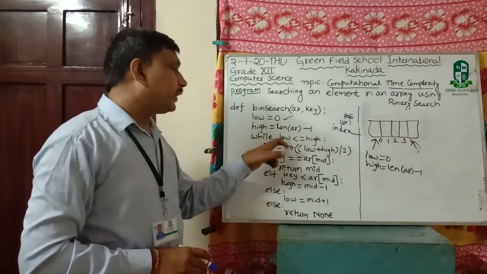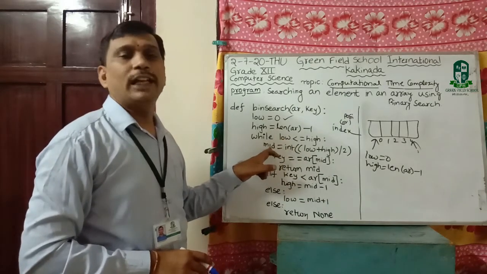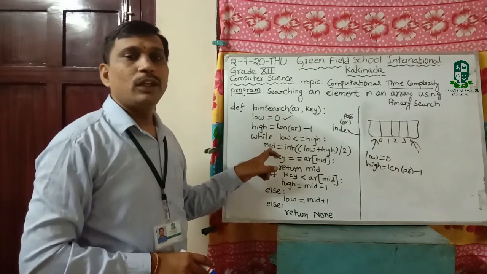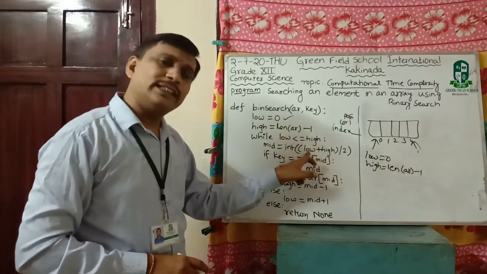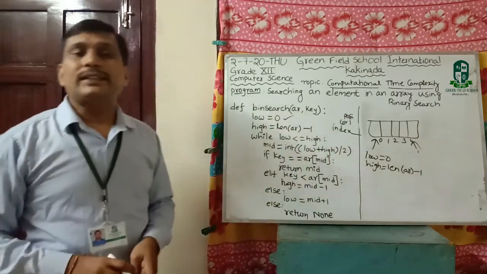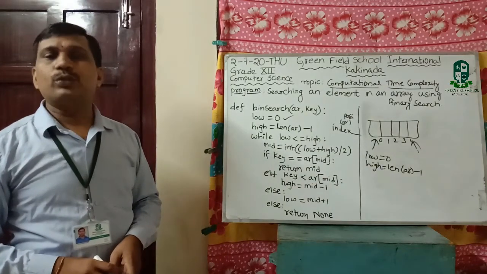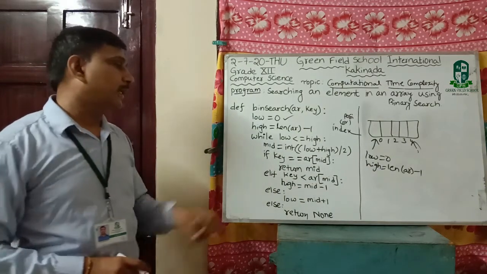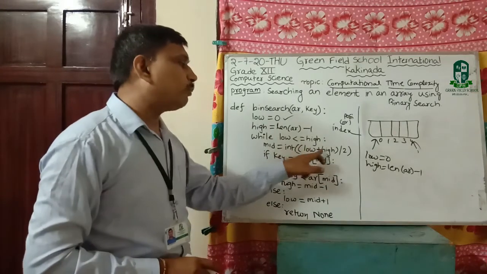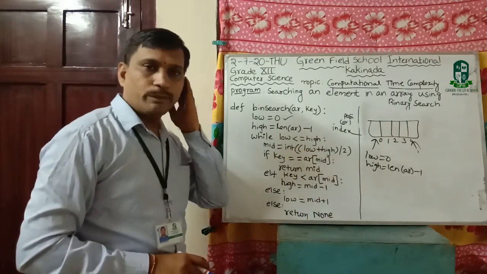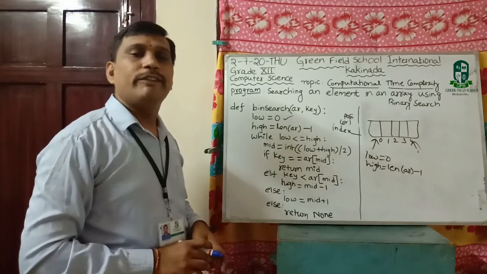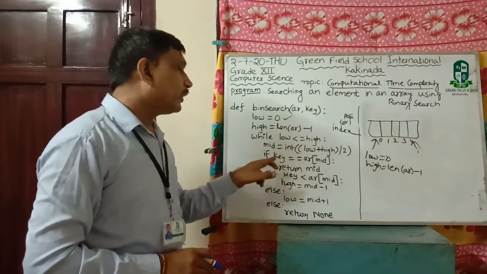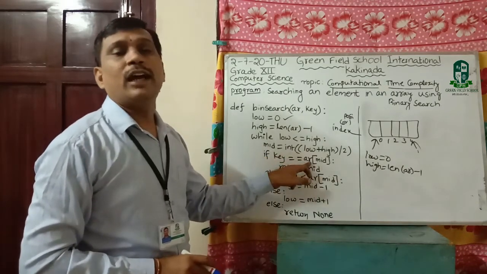So we calculate the mid value. Mid is equal to low plus high divided by 2, and if it has any decimal values, we consider only the integer part. So the integer of low plus high by 2. Then we compare the key element with the mid value. So if key is equal to array of mid.